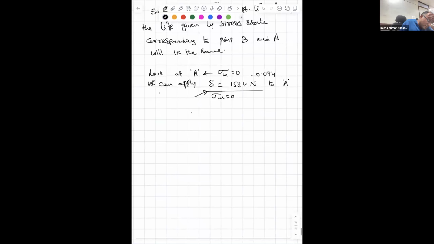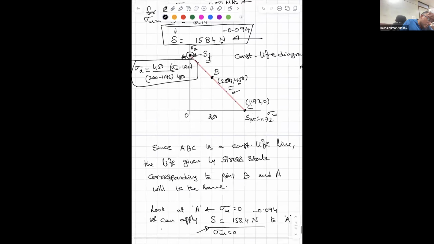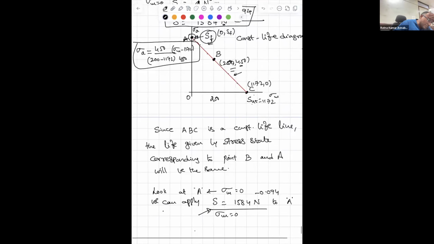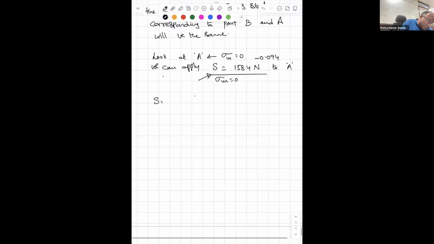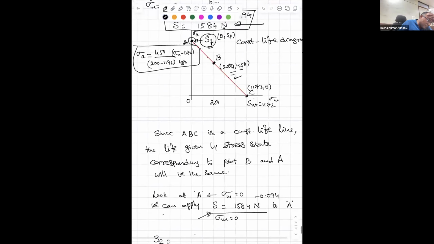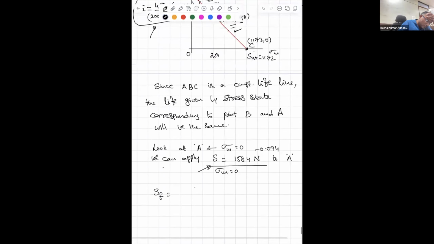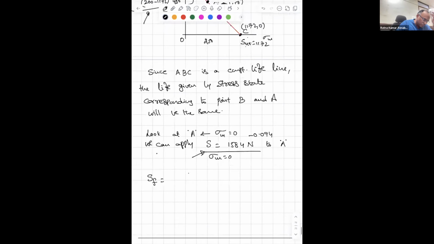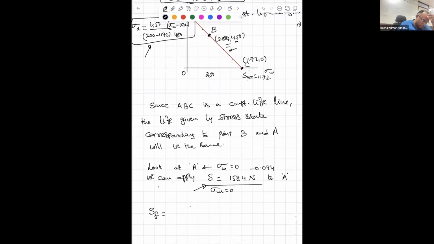So the equation of that line, now if I plug in this point, what is this point? 0 comma SF, right? Sigma M is 0, sigma A is SF. So SF is equal to, basically I'm plugging into this equation, SF is equal to 450 divided by minus 972 into sigma M is 0 minus 1172. That will be my SF. What is that value?